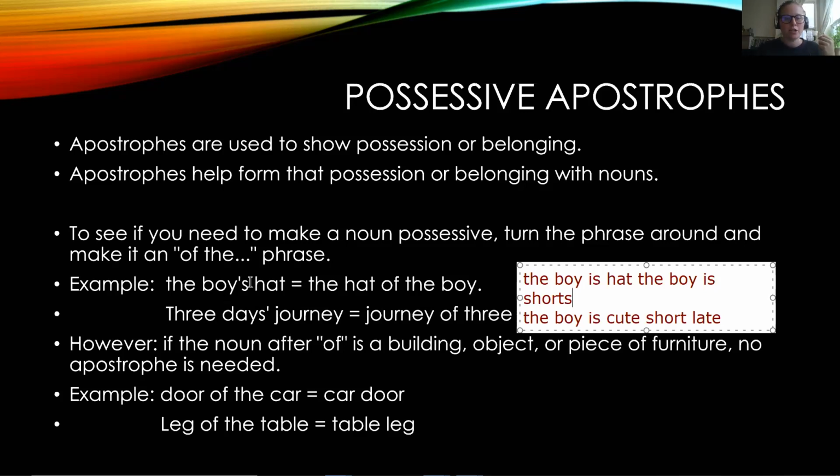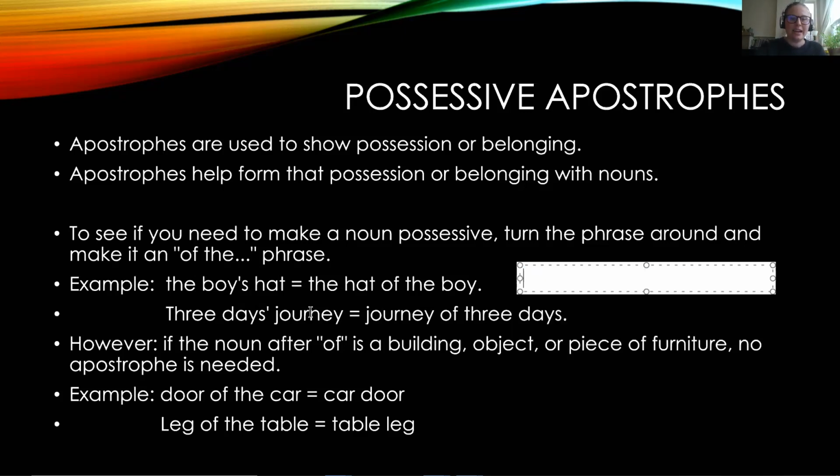So when you're seeing an apostrophe, if you write out "the boy is," you can see, does it make sense? Is the boy actually a hat? He's not a hat. So it must be that the hat belongs to the boy. It's a hat that's in his possession. So this apostrophe, since it cannot be a contraction, it would not make sense if it said "the boy is hat." We know it's the boy's hat, it belongs to him.